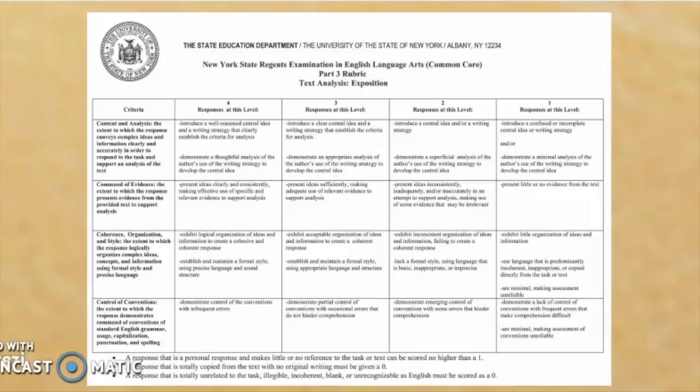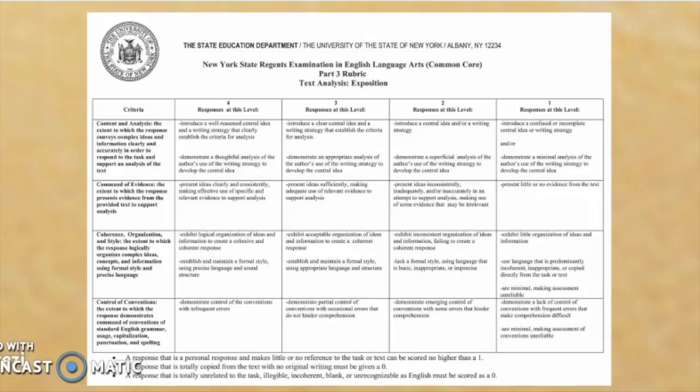The response introduces a well-reasoned central idea and a writing strategy that establishes the criteria for analysis. The writer provides a thoughtful analysis of the author's use of diction in the text to develop the central idea about desperation and despair, providing clear and ample evidence of support. The response is well organized as it introduces the central idea and then identifies and defines the writing strategy of tone. The writer then provides examples of this tone through the author's use of word choice and connects them back to the central idea. The response maintains a formal style of writing with precise language, and there are infrequent errors in conventions.